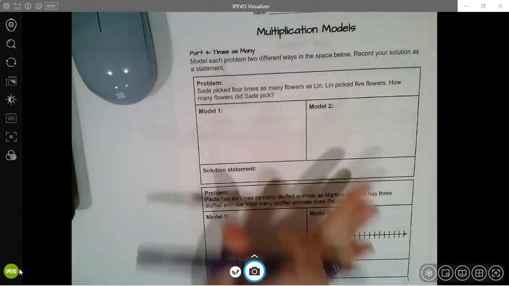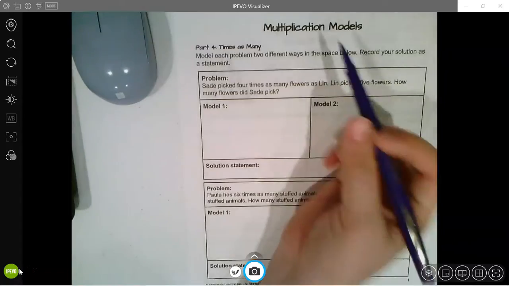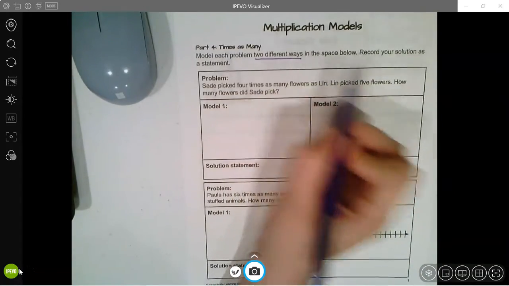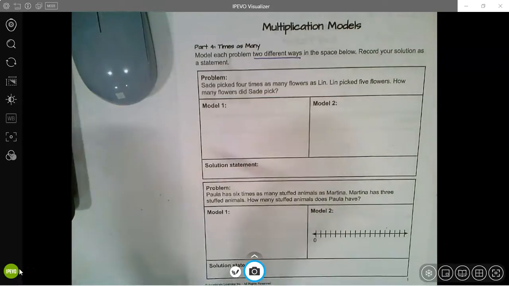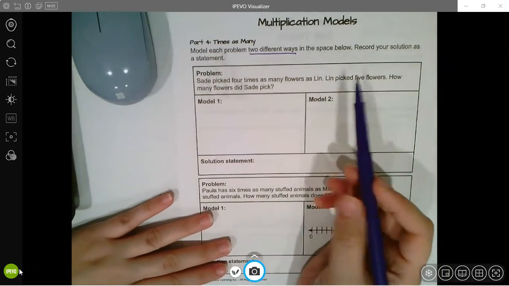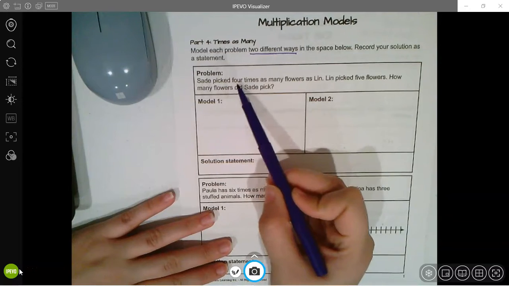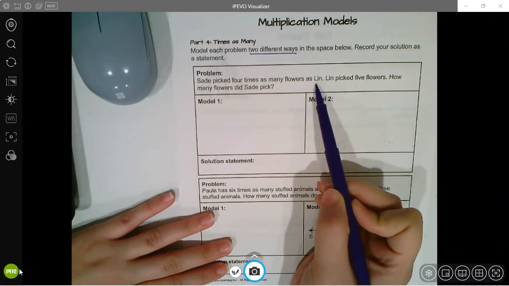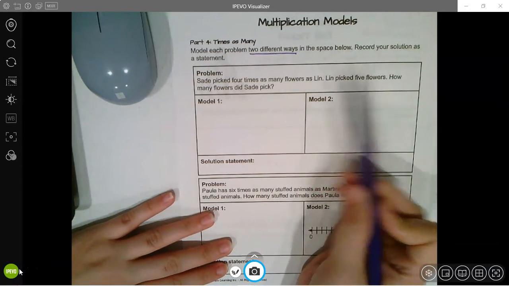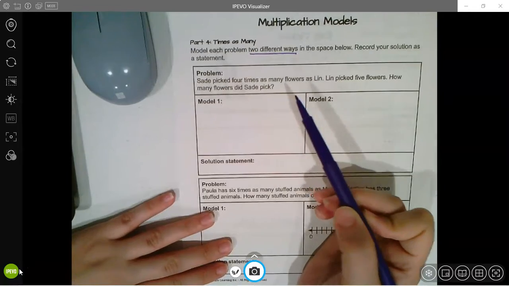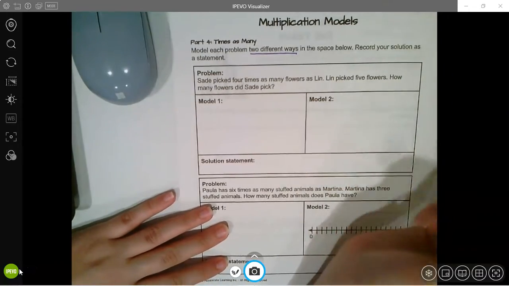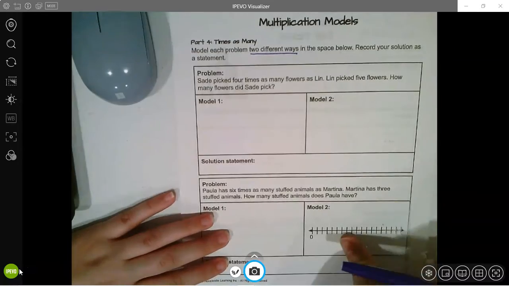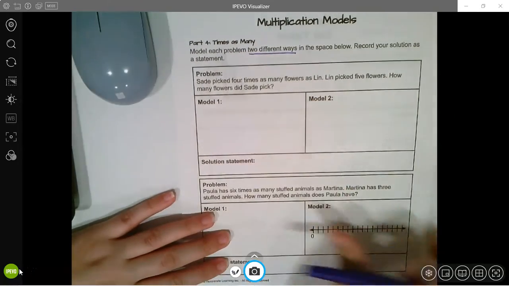So on the back, you're going to be doing it by yourself. It says model each problem 2 different ways in the space below. Record your solution as a statement. So write your answer in a sentence. Let's look at the problems it's wanting you to solve. It says Sade picked 4 times as many flowers as Lynn. Lynn picked 5 flowers. How many flowers did Sade pick? Guys, I would make sure that before you do your models, go ahead and write it out in a multiplication sentence, okay? And then do your 2 models.